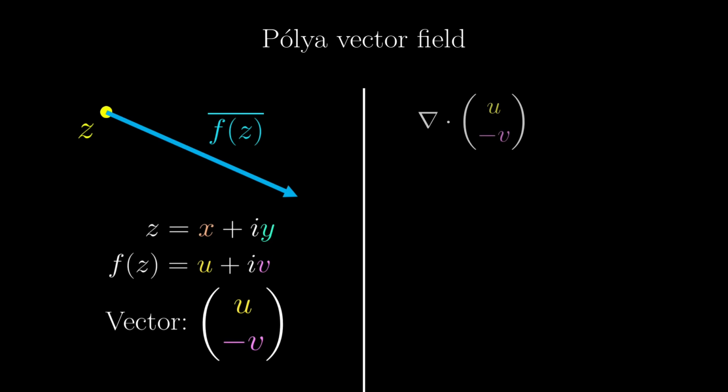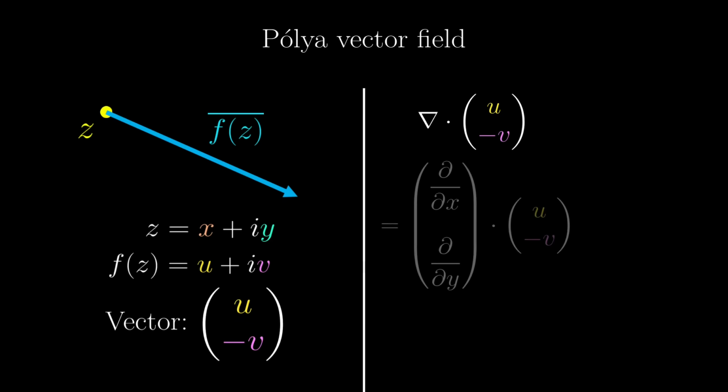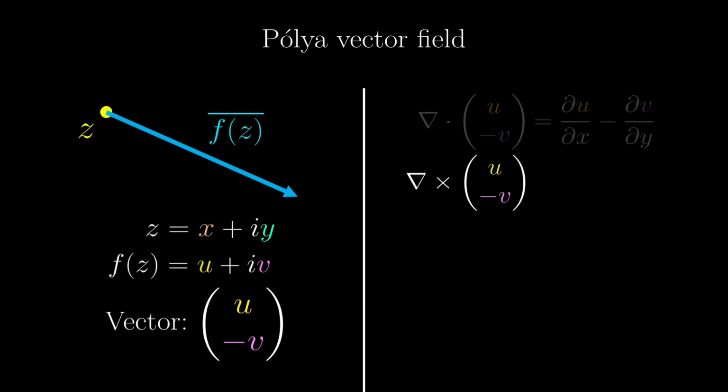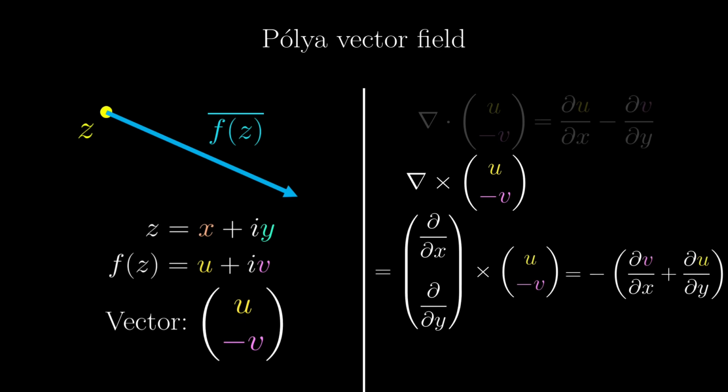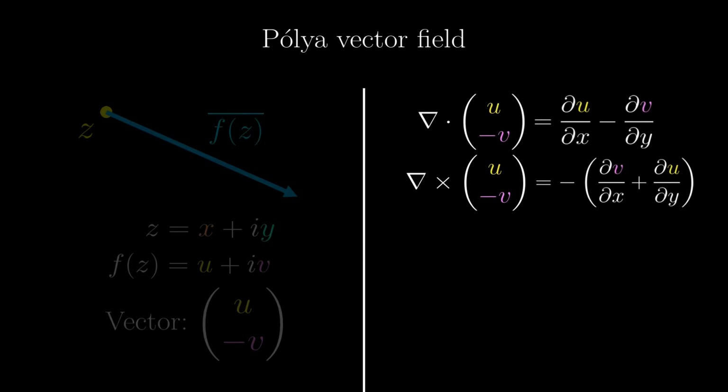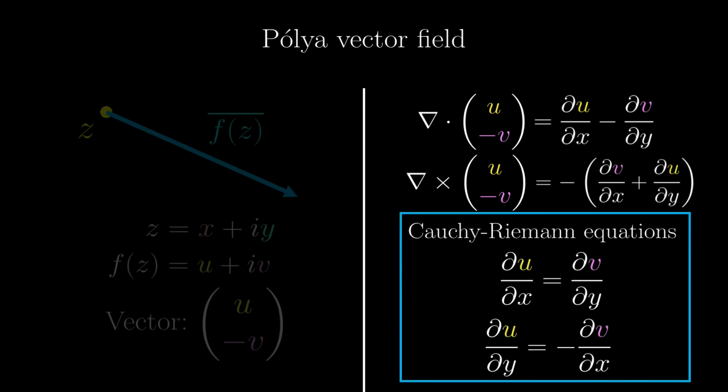First, we will compute the divergence of the resulting vector field, which can be thought of as this, and then we get the difference of partial derivatives. And the 2D curl of the same vector field can be similarly calculated, and this time it is the negative of a sum of these partial derivatives. But if we put the two expressions together, does it ring a bell? They have something to do with the CR equations.